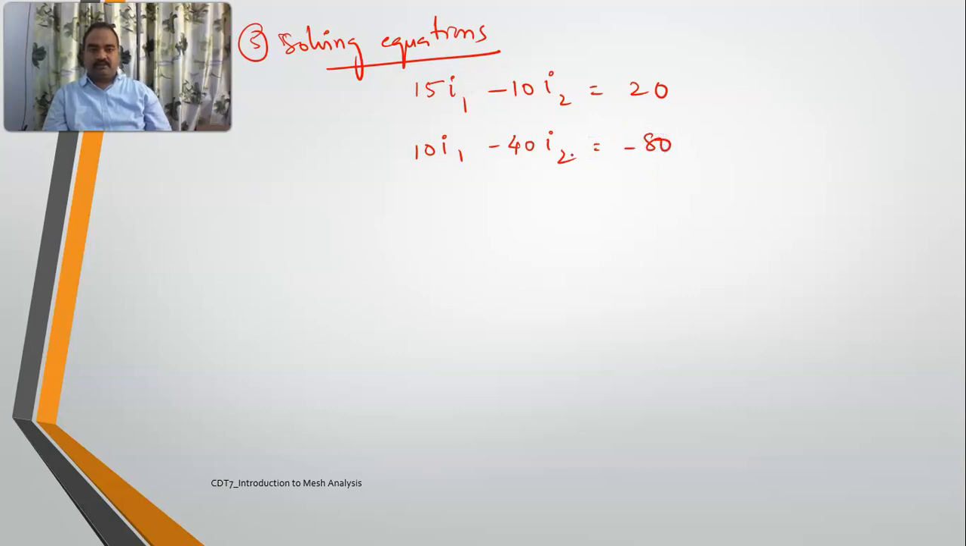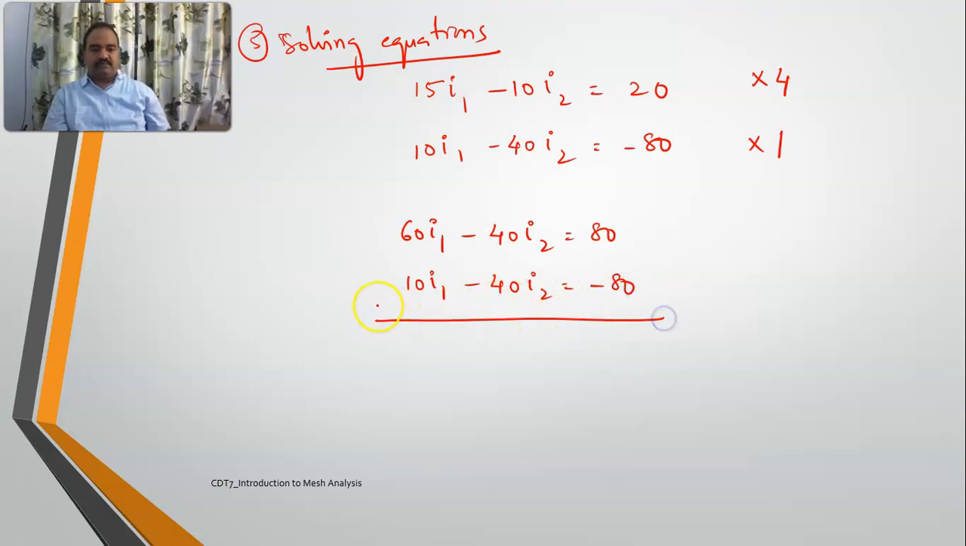So you should solve these equations. What I will do, I will multiply the first with 4 and the second with 1. So this will become 60 I1 minus 40 I2 is equal to 80. This is 10 I1 minus 40 I2 is equal to minus 80. So if I subtract them, this will go off. This is 50 I1 is equal to 160.